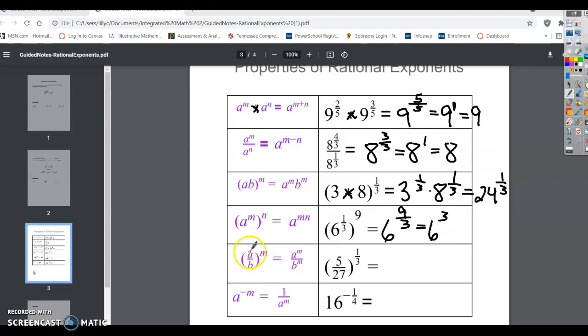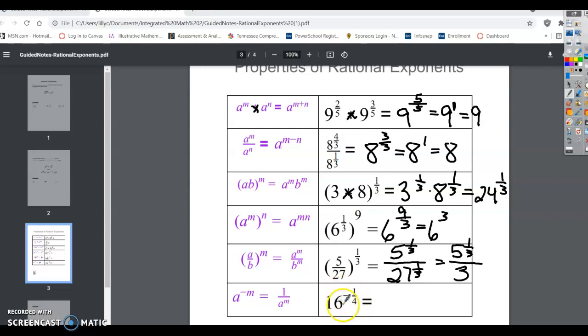All right, so we've got a quotient, which means division, a over b to the m power, that equals a to the m over b to the m. So again, that's in parentheses, so everything in the parentheses gets raised to that power. So right here, we would say 5 to the 1/3 and 27 to the 1/3. Now, 27 is a perfect cube, and we know that the 1/3 power now is a cube root. So we're going to have 5 to the 1/3 over 3.